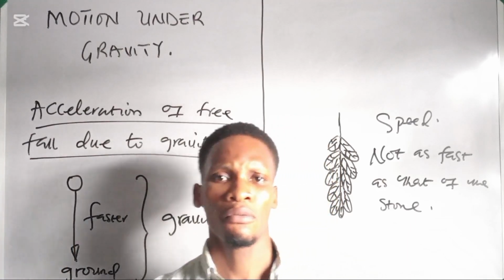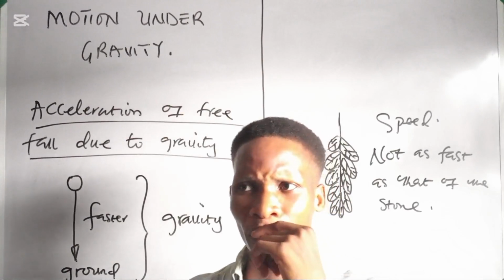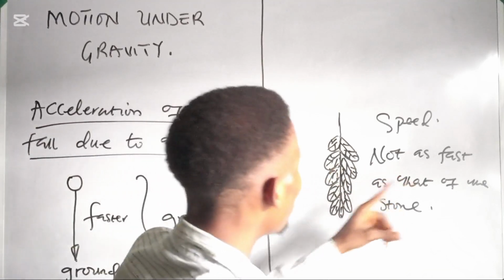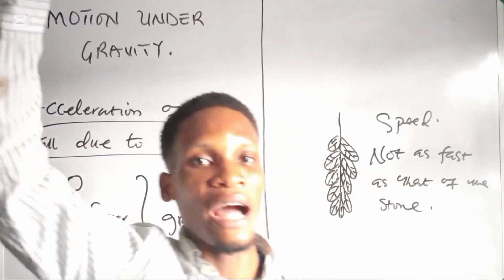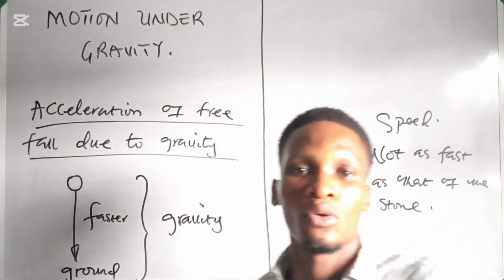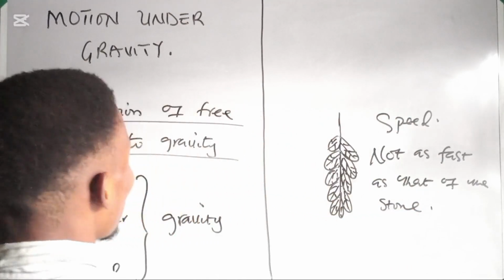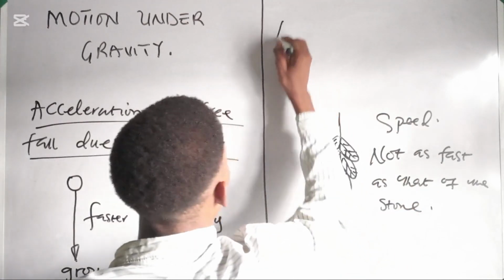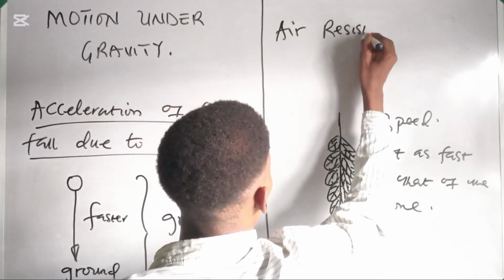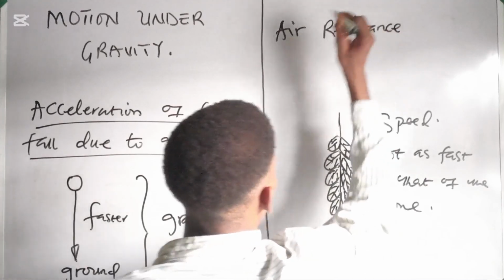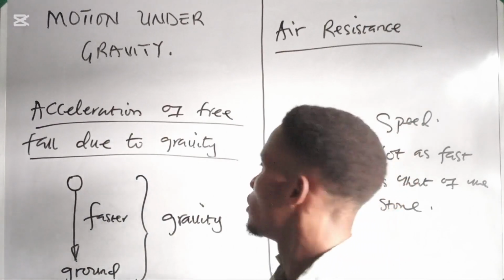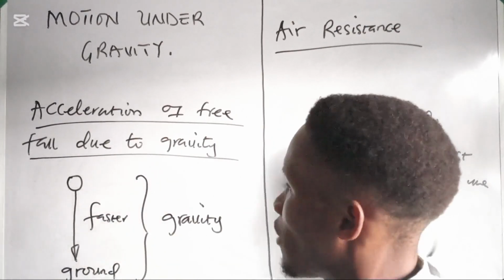But why? You now ask yourself, but they said that the action of gravity acts on whatever object you are releasing from a height. Why is it that that of the feather is different from the stone? So the reason is because of what we call air resistance. Air resistance acts on this feather and not on the stone.